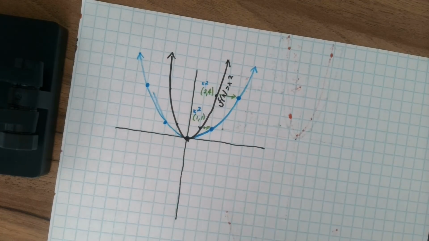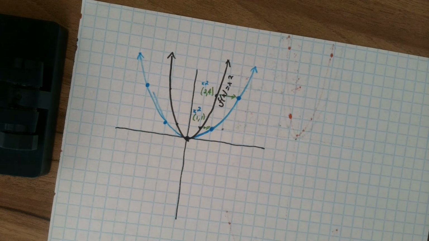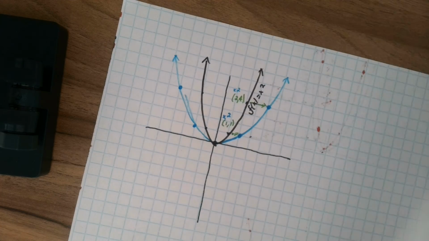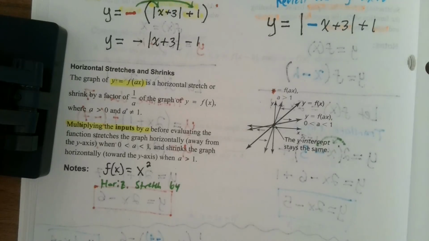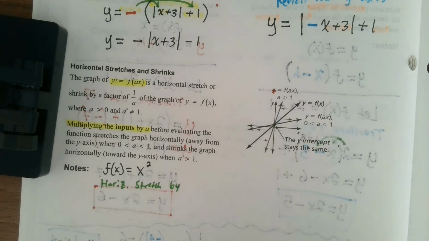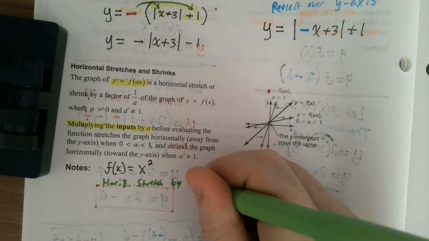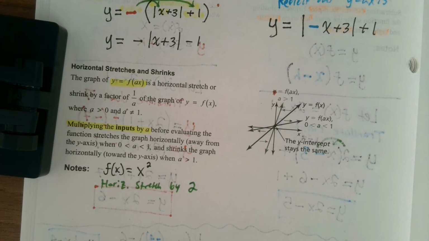This is the weird part, and this is why I saved horizontal stretches for last. For horizontal stretches and shrinks, it's sort of the opposite of what you think it should be. If we want to horizontally stretch something by 2, we want to multiply the x by 1/2. I know, super strange.